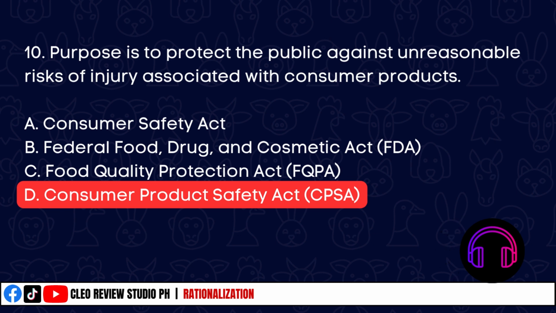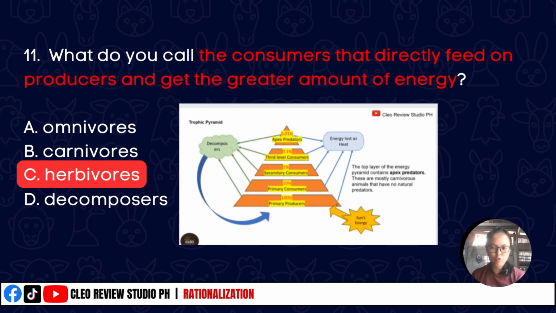Again, there's no need to rationalize if the question is self-explanatory or only key terms. Just make sure, teachers, that you are aware or familiar with these kinds of questions. What do you call the consumers that directly fed on producers and get the greater amount of energy? The correct answer is option C, herbivores, or the vegetarians. An animal that eats producers like plants is called an herbivore, and also known as primary consumers.